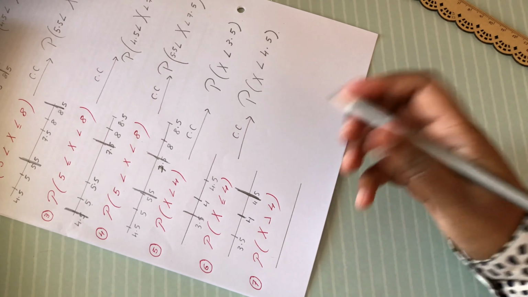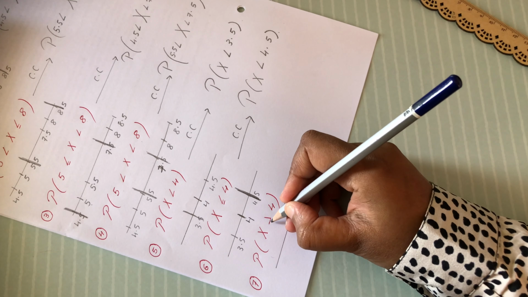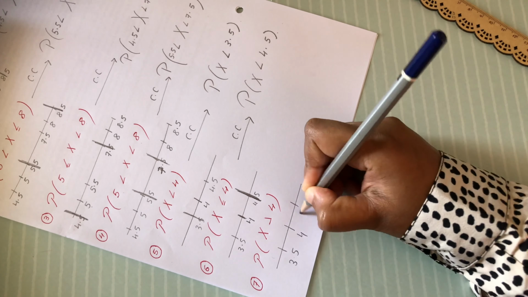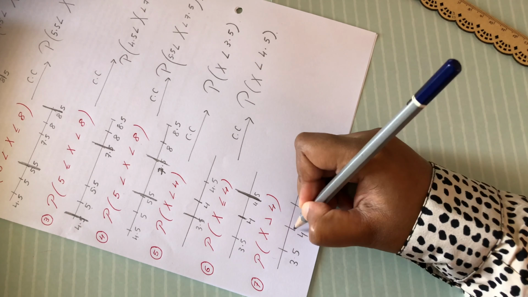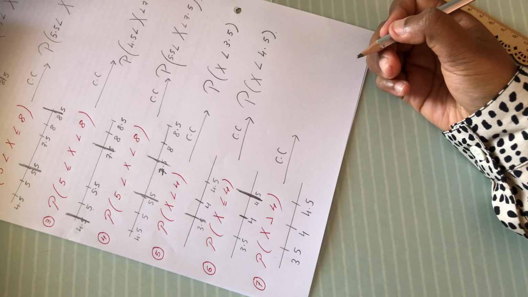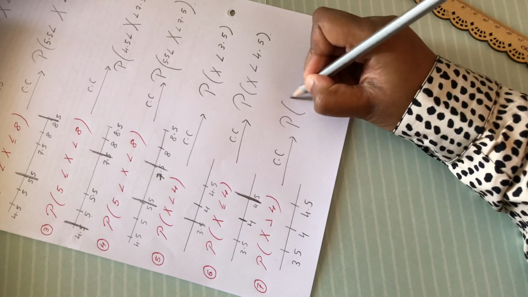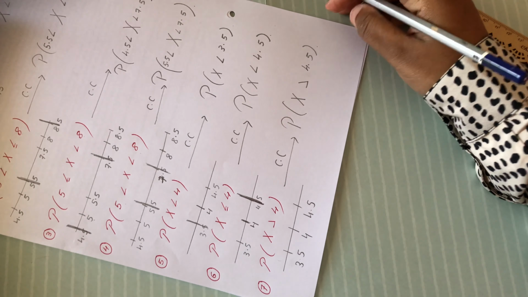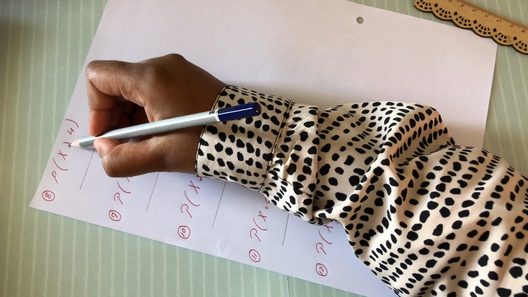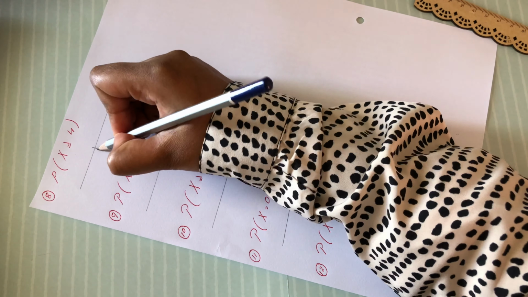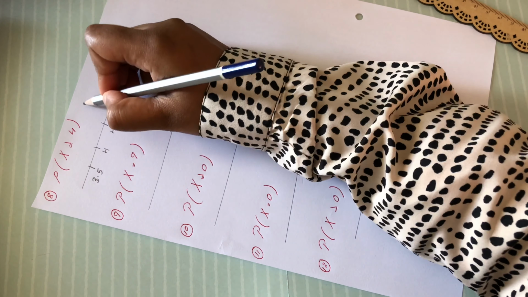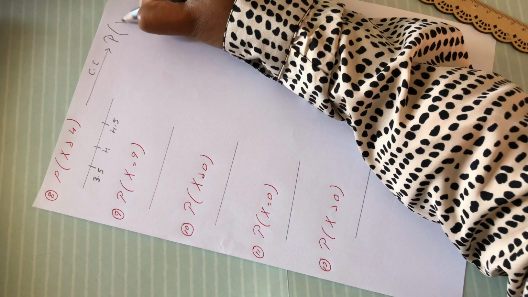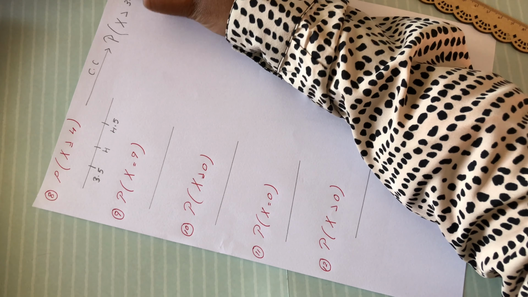Here we have x greater than 4. Greater than 4, which means 4 is not included. Performing a continuity correction gives us the probability of x greater than 4.5. Here we have x greater or equal to 4. Greater or equal to 4 where 4 is included. So performing a continuity correction, we're going to have x greater than 3.5.